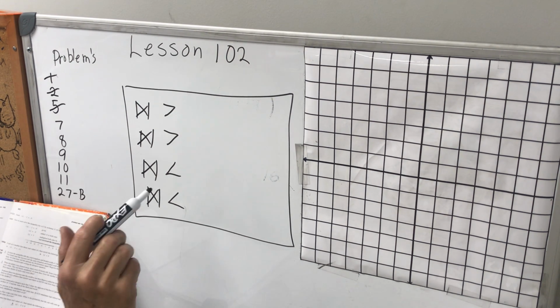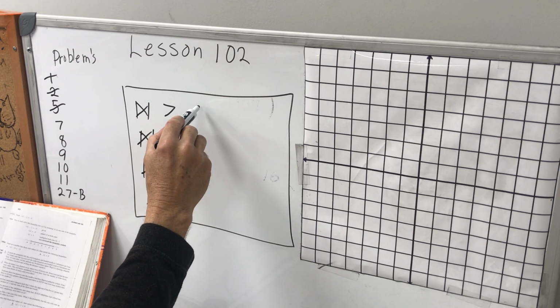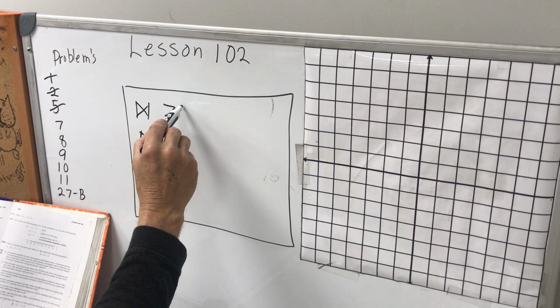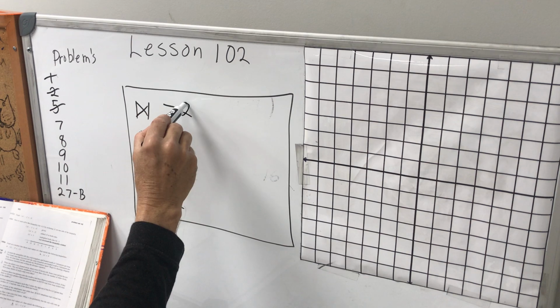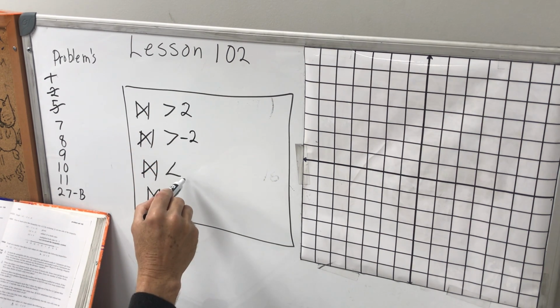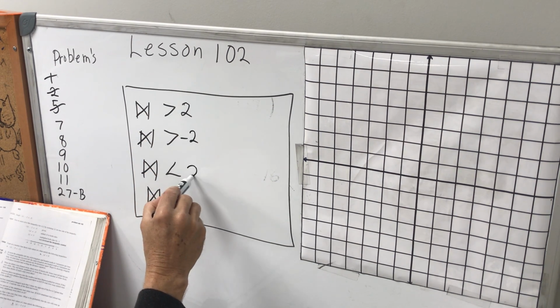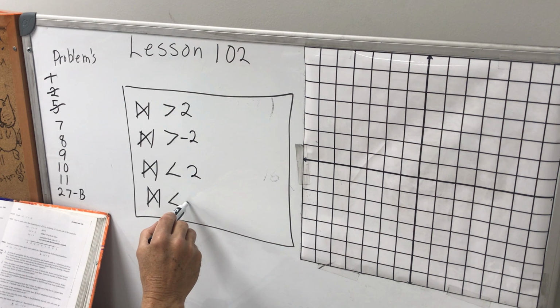All right, and now the next thing is, we're going to use all 2's. We're going to use a positive 2 and a negative 2, and a positive 2 again, and a negative 2.